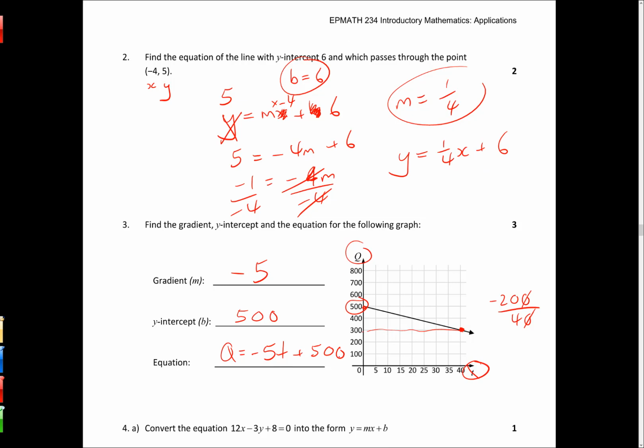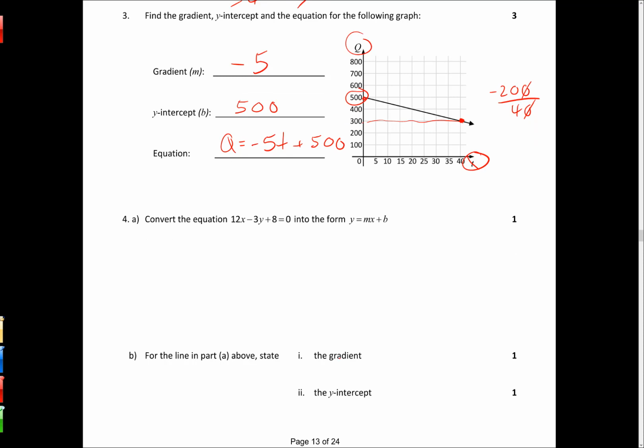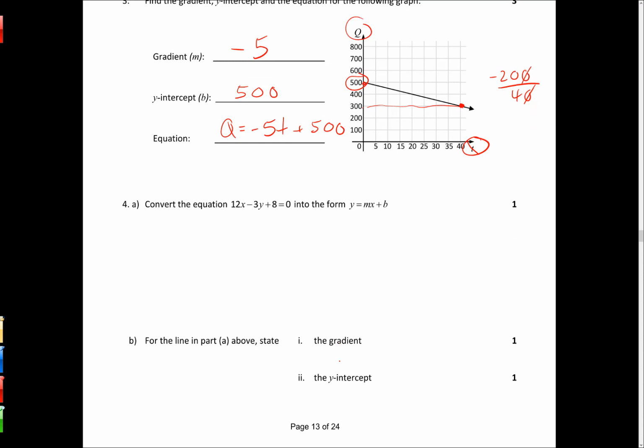There's the equation of the line. Convert this equation to the form y equals mx plus b, and then we're going to use that form to answer some questions. Well, first I want to get y equals. Do I want to chuck the 12x and the 8 over and leave the minus 3y? Or I'd rather add 3y to both sides because I want a positive 3y anyway. Let's leave the 12x there, let's leave the plus 8 there, but add 3y to both sides and go, oh, nice.